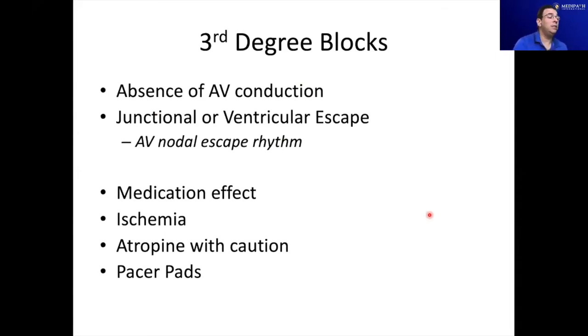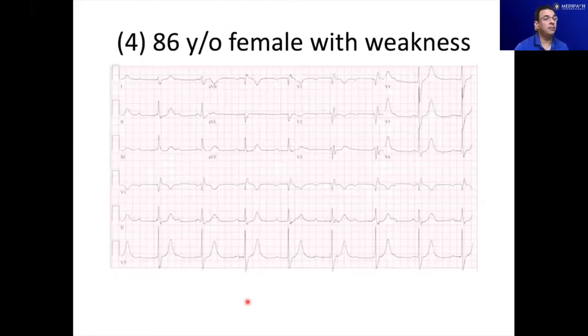The most common reason we see those in real life is medication effect, but over time, people with conduction abnormalities could present that way, or you can get it from ischemia or sudden heart attacks. Acutely, you can try atropine if it's a narrow QRS complex. If it's wide, we try to avoid it. And then a pacemaker is the best thing for that.